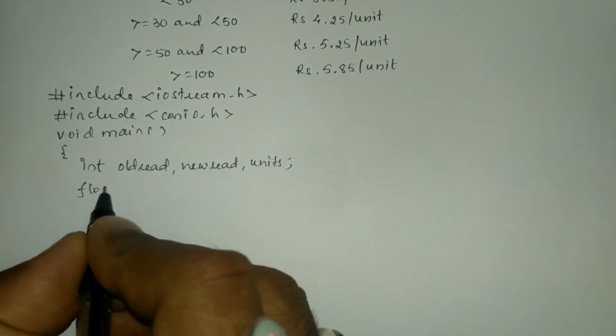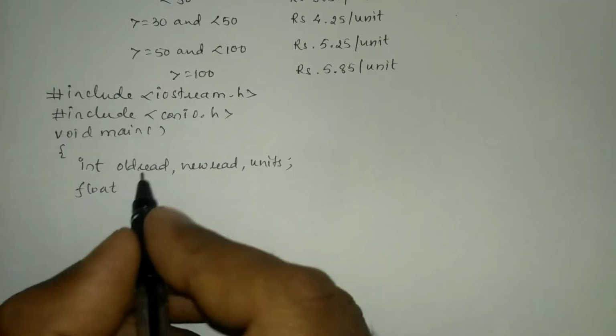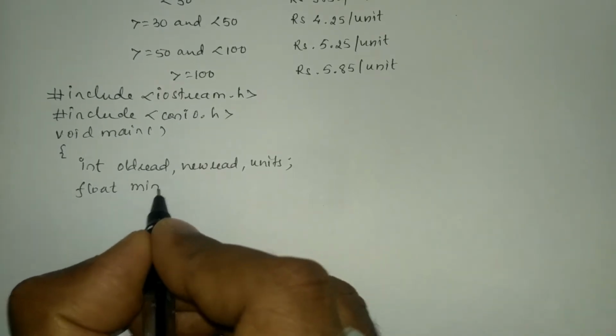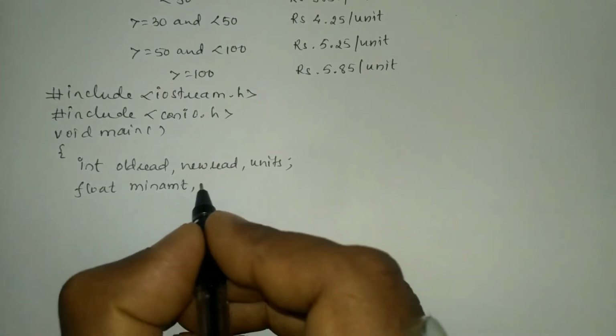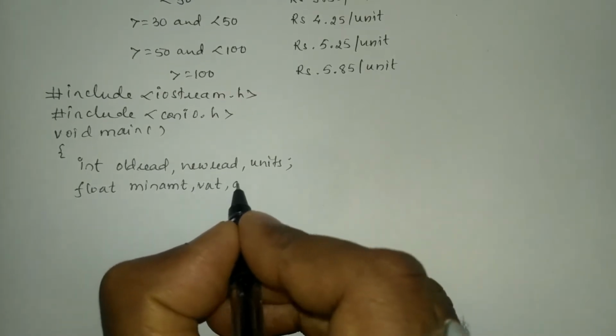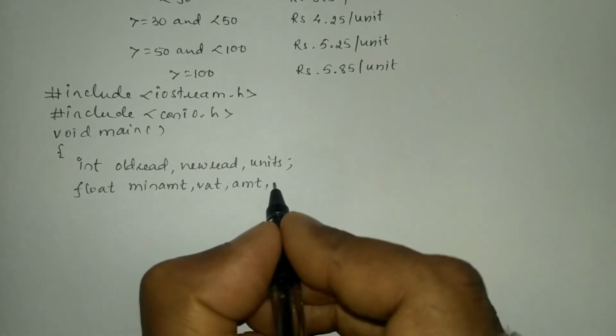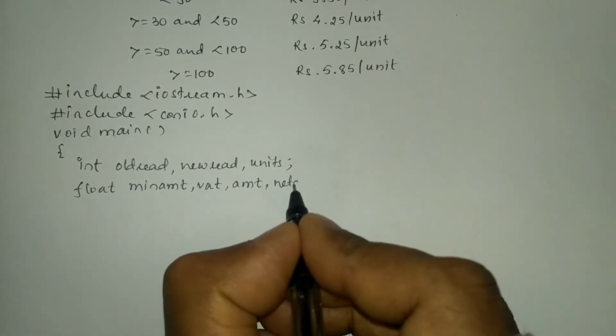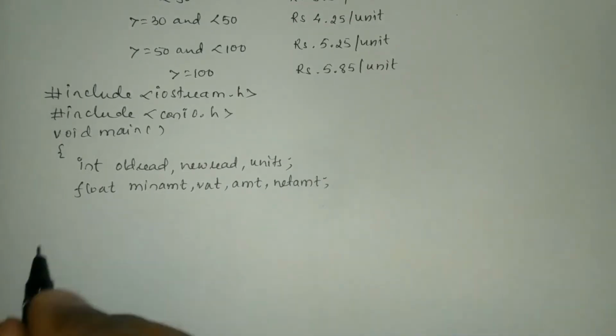And now I'm going to declare some of the variables of type float. Here I'm going to write minimum amount, and next is VAT, that is value added tax. Next I'll calculate amount, and then I'll calculate net amount and put semicolon.